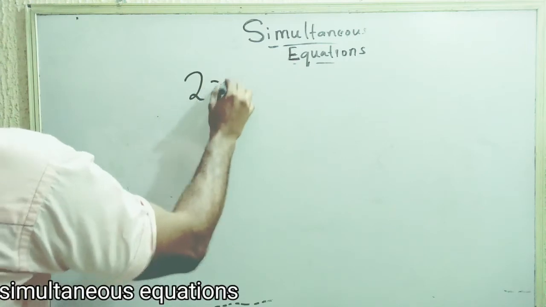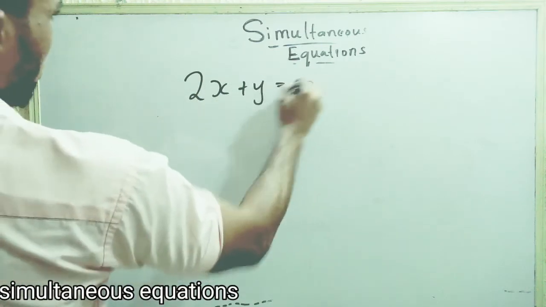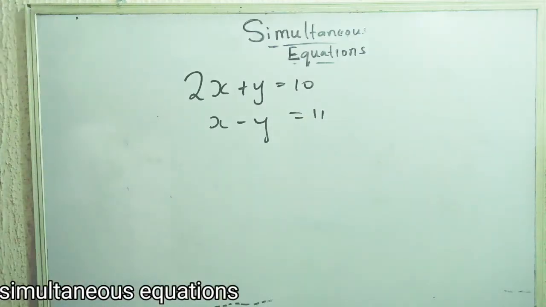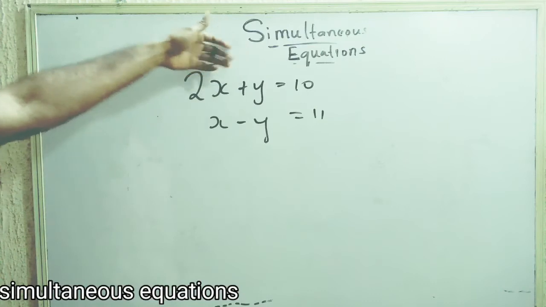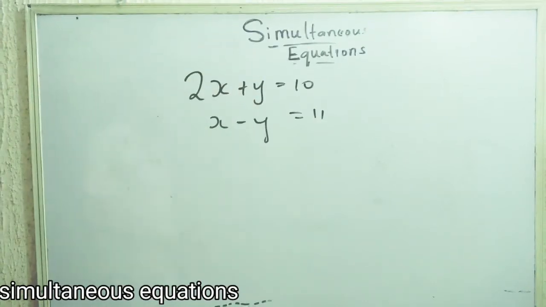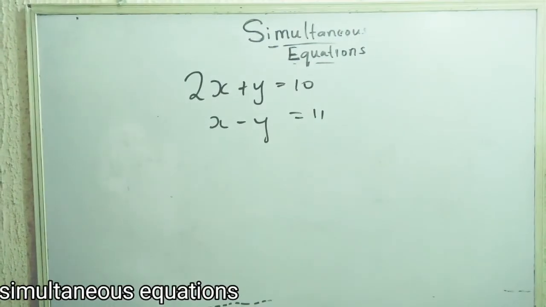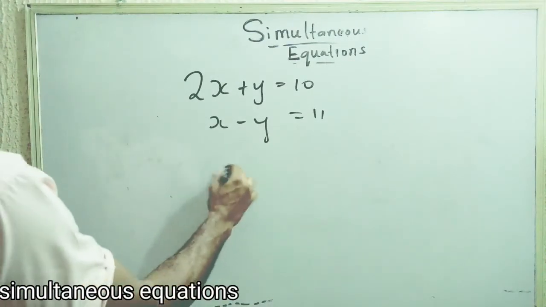Let me write, let's say 2x plus y equals 10, and x minus y equals 11. This is a simultaneous equation in two variables. All the letters, x and y, that I'm seeing here represent the variables, while these numbers on the other side are known as the constant terms.